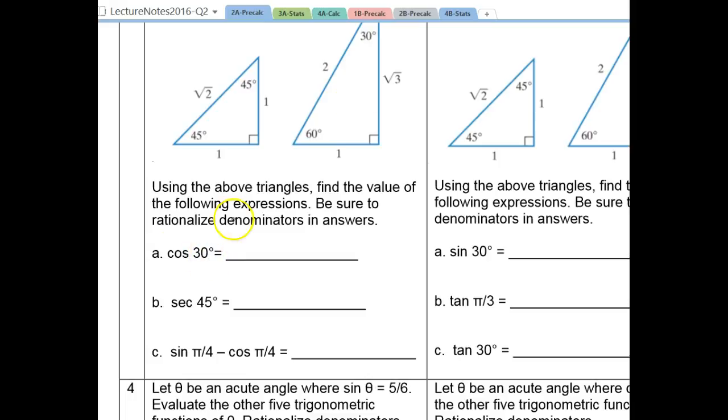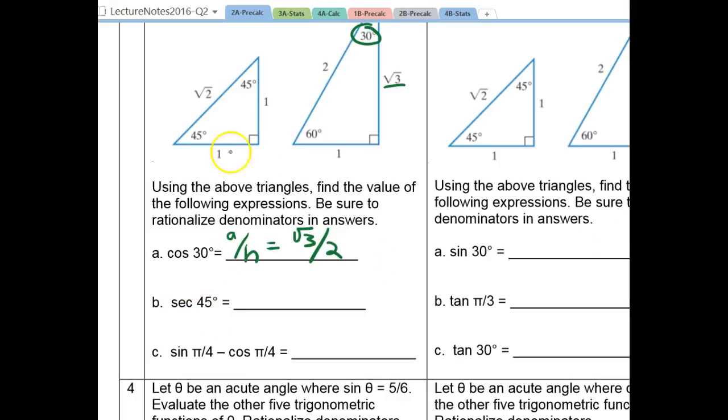So cosine of 30. Well, I come up here and I see that there's my 30 degrees. And I know the definition of cosine is the adjacent over the hypotenuse. So relative to this angle, radical 3 is the adjacent side. So I put radical 3 divided by the hypotenuse, in this case, is 2. So there's the answer of cosine 30.